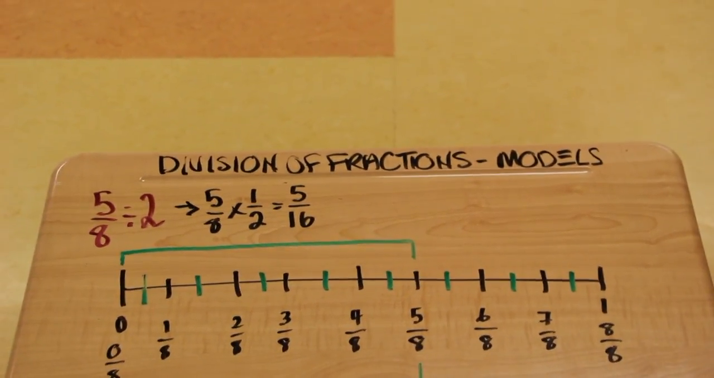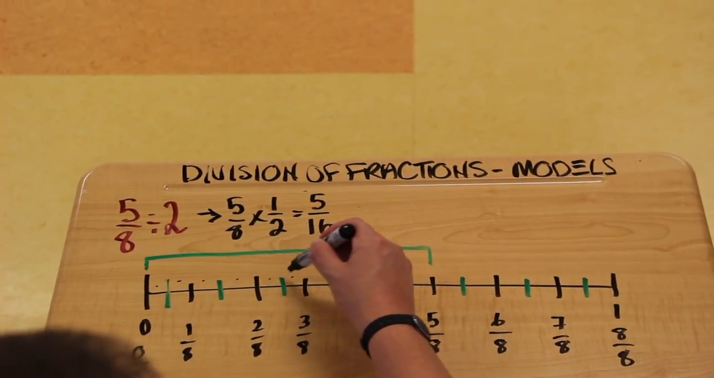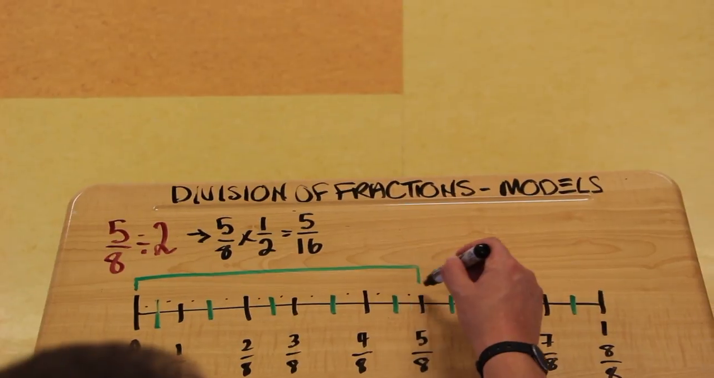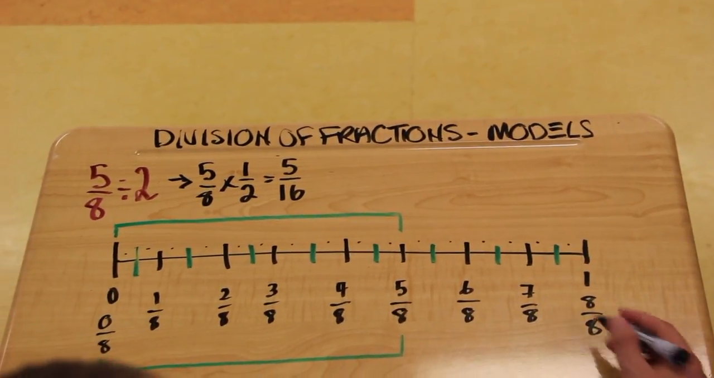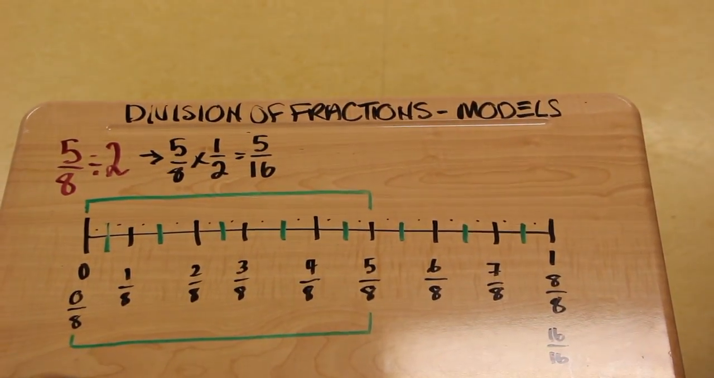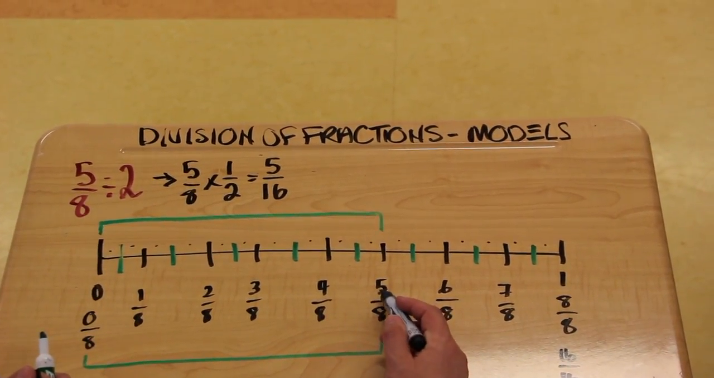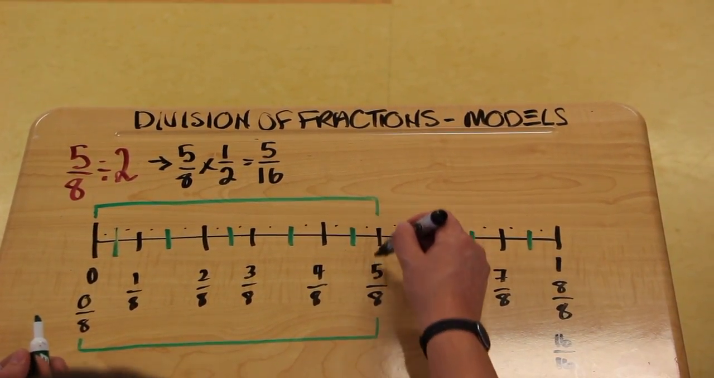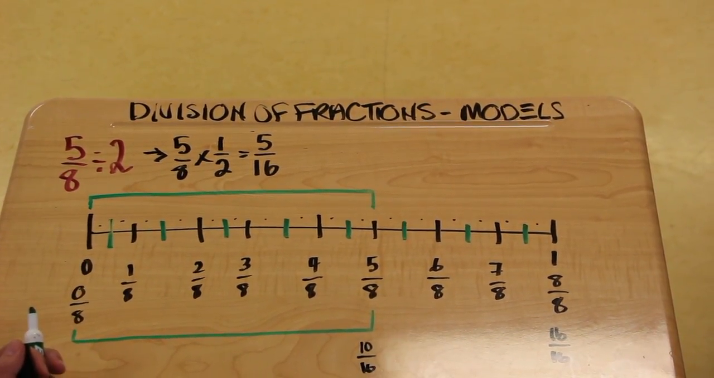If I do that, you can see that I would end up with 1, 2, 3, 4, 5, 6, 7, 8, 9, 10, 11, 12, 13, 14, 15, and 16 pieces. So this becomes 16 out of 16, and everywhere that I've cut along here, I can identify as a 16th. So here, I would double this, and this would be 10 out of 16.